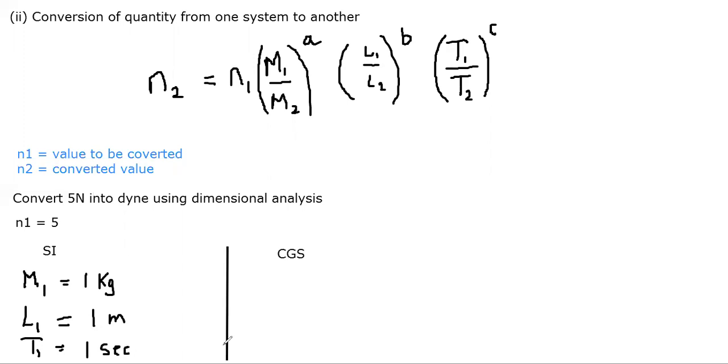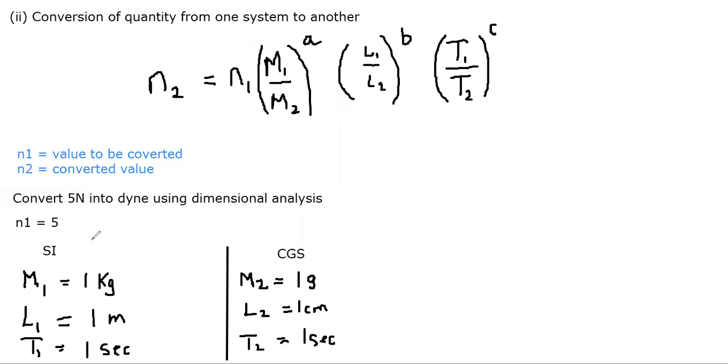Okay. Now come to the CGS part. In CGS, how is mass measured? Mass is measured in grams. So this would be your M2, 1 gram. How is length measured? It is measured in centimeters, so 1 centimeter. How is time measured? We measure time in seconds in the CGS system. CGS stands for centimeter, gram, and second. So 1 second.